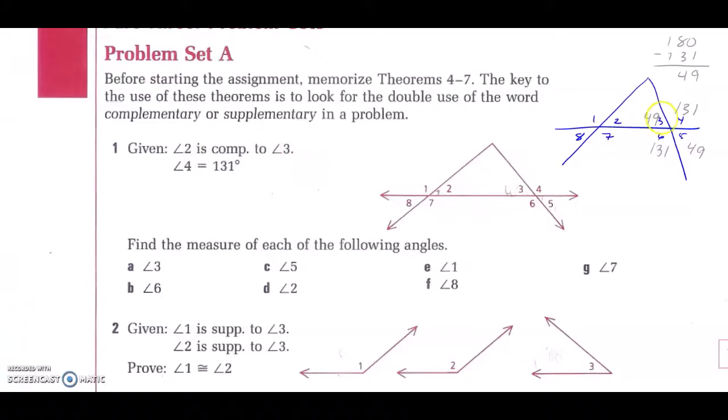They tell you 2 is complementary to 3. So 90 minus 49 is 41. And then the supplement of 41 is 139. So then you would have a completed diagram. That would allow you to find the measure of each of the following angles. If we did this on an assessment, I would expect you to use the diagram and label it on that.